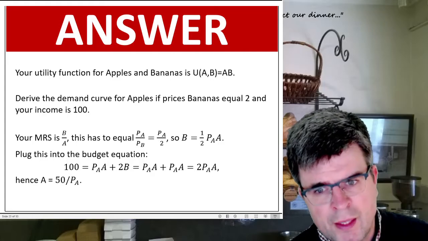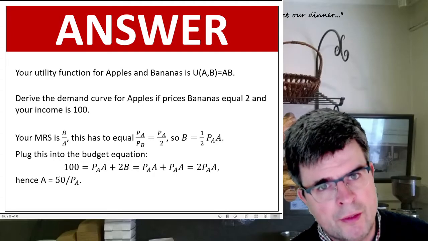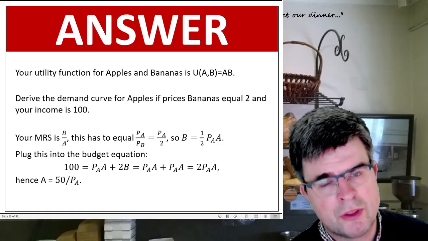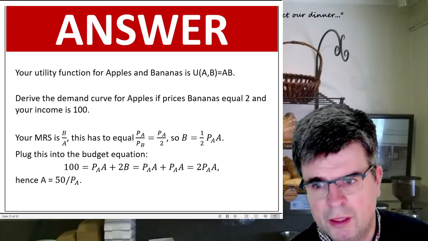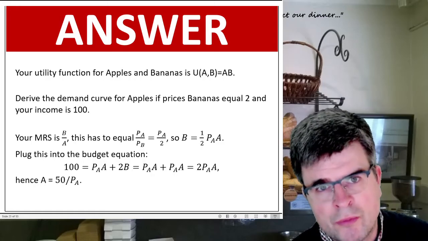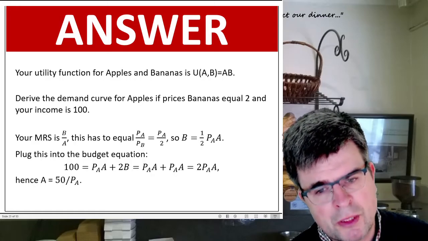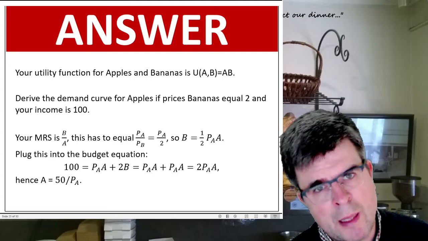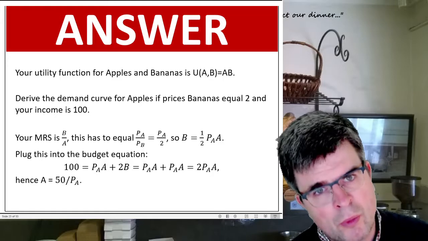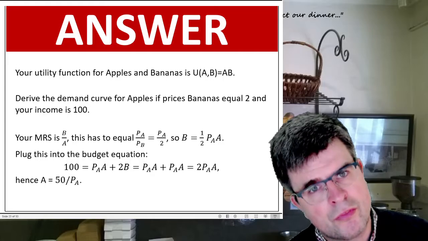We plug that in, and equating that with the marginal rate of substitution, we arrive at an expression for the quantity of bananas and how it depends on the price of apples and the number of apples consumed in equilibrium. We plug this into the budget constraint in order to get rid of the b in the budget constraint, such that we are left with an expression only in the price of apples and the quantity of apples. And then we solve for the quantity of apples in order to arrive at the individual demand function for apples as a function of the price of apples.